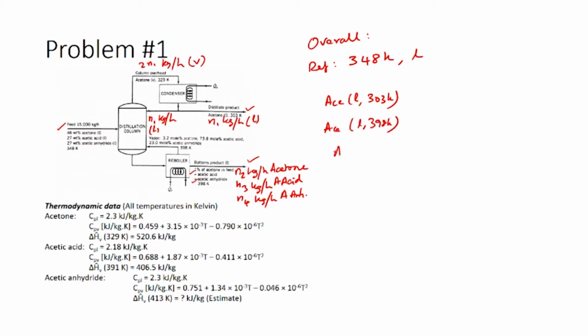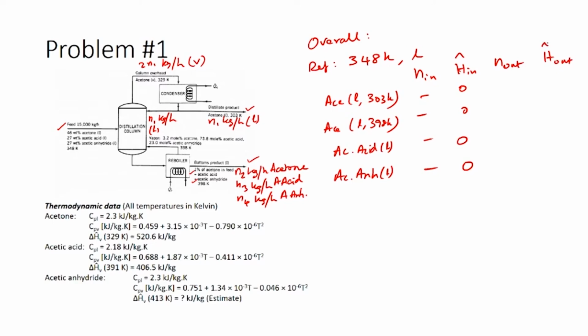You also have acetic acid, which is liquid, and acetic anhydride, which is also a liquid, leaving the system both at 398 Kelvin. So, the inlet conditions have been assumed to be the reference state. Because of this, all the enthalpies associated with the inlet streams would be equal to 0. So, we do not have to worry about the inlet stream enthalpies for this calculation. We do, however, have to account for the outlet enthalpies. So, the outlet enthalpy, H cap out, would have to be calculated.